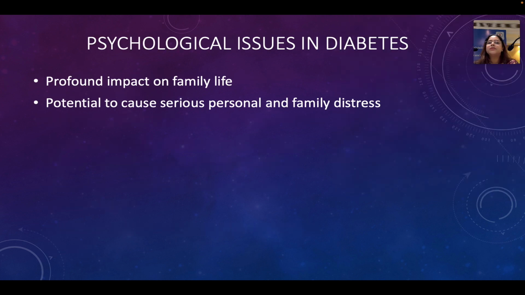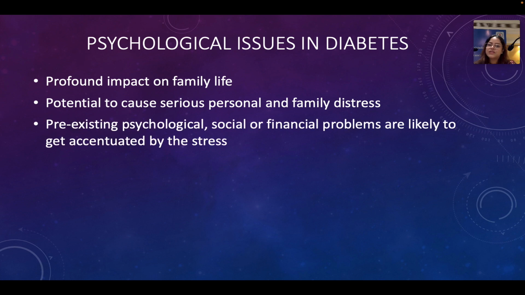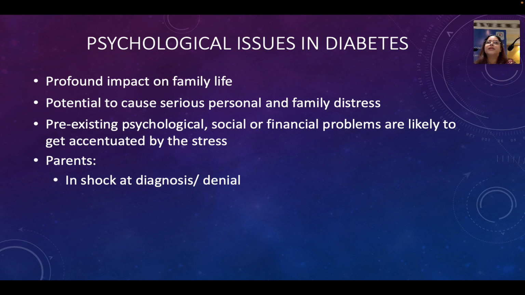Psychological issues in diabetes: it has a profound impact on family life, as we all know, and potential to cause serious personal and family distress. Pre-existing psychological, social and financial problems are likely to get accentuated by the stress. Parents usually are in shock at diagnosis, and they have denial, that it cannot happen to our child, that nobody in our family has it, so this cannot be. So they go to Baba Ramdev or they go to some other place to get it cured, and then they'll end up in decay again.